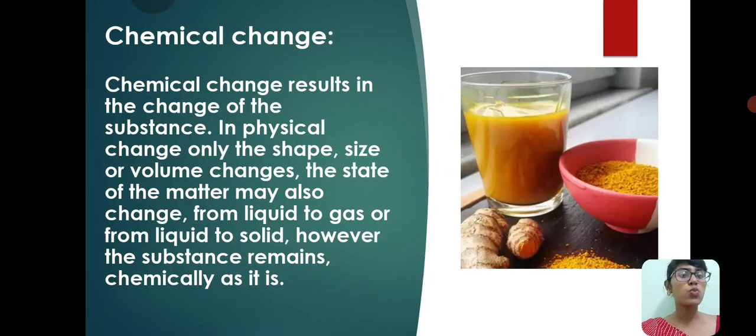Now we'll see what is chemical change. Chemical change results in the change of the substance, whereas in physical change, only the shape, size or volume changes. The state of the matter may also change, like from solid to liquid, liquid to gas, or liquid to solid. However, the substance remains chemically as it is.